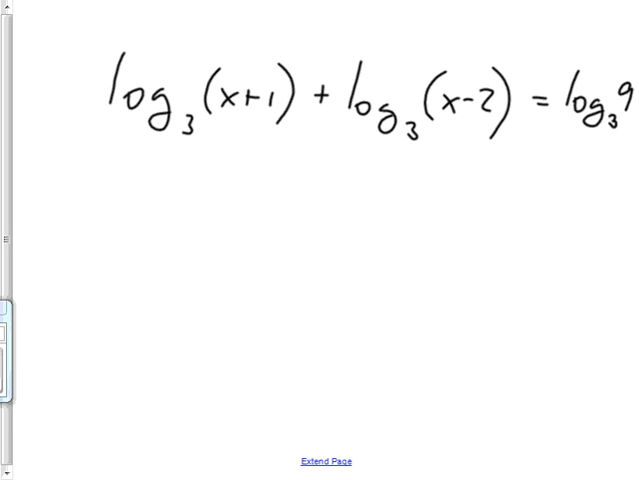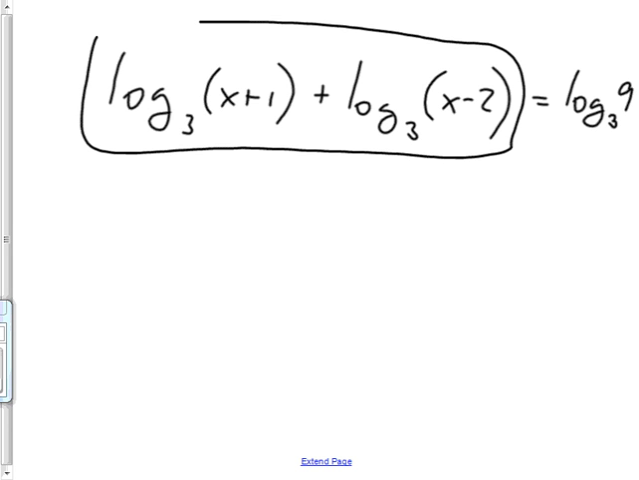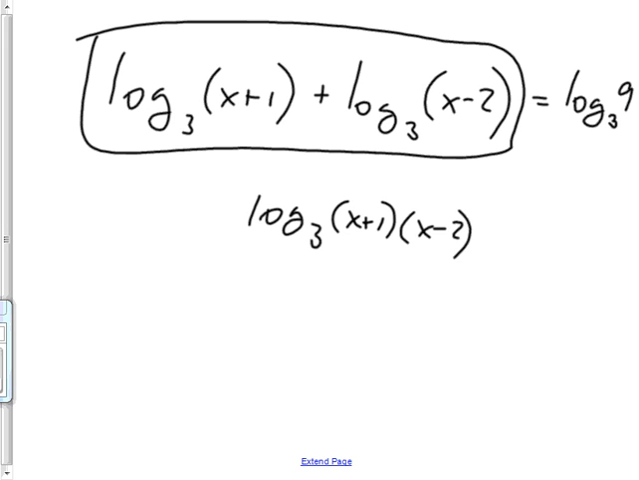Now, there are two ways to do this problem. I'm going to show you the first way in black, and then I'll show it to you a second time in red. This part right here, either scenario, you have to put those together. Log base 3 of x plus 1 times x minus 2, because this plus has turned into a times.